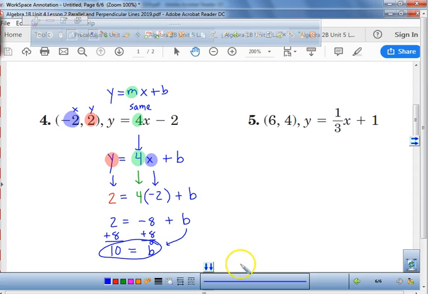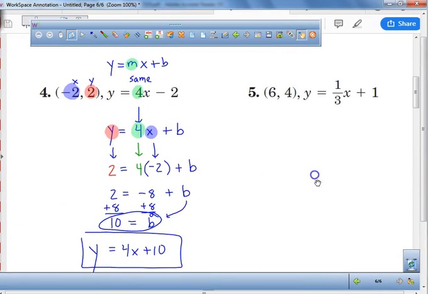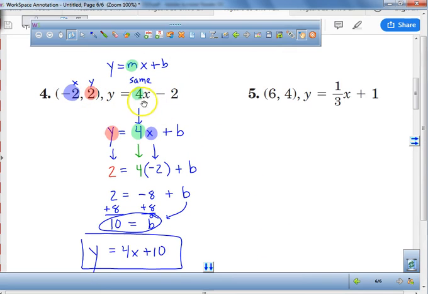So what does that mean? That means my y-intercept is a 10. Yeah, you're right, my y-intercept is b, but in this particular case, our b value is a 10. So our answer is y equals 4x plus 10. And that's the equation that goes through negative 2, 2, and it's parallel to this.